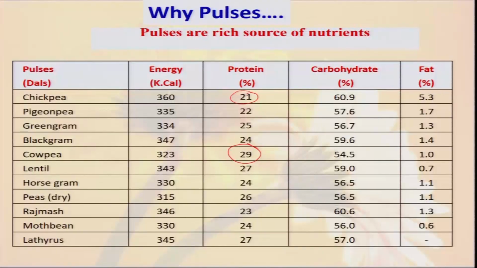There are different types of pulses we grow in our cropping system: chickpea, pigeon pea, green gram, black gram, cowpea, lentil, horse gram, pea, rajma, moth bean, lathyrus and several others. Apart from giving protein, they are also an important source of carbohydrate and they also give some fat. So, this is very necessary in our balanced diet.